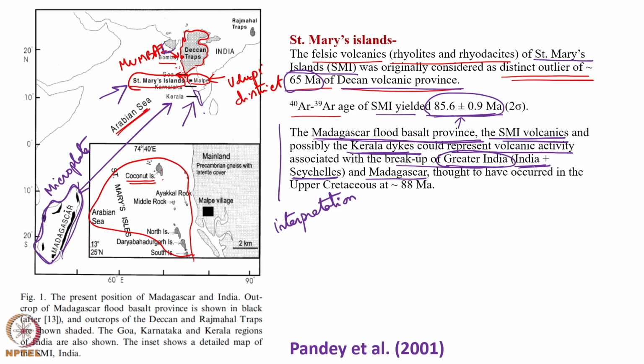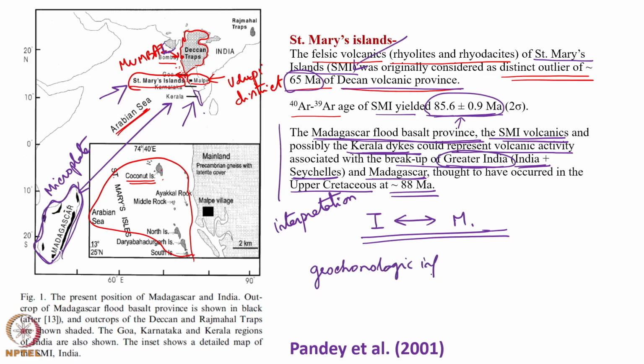So, Greater India, consisting of India and Seychelles, separated from Madagascar, and that happened in the Upper Cretaceous around 88 million years back. Possibly, during this India-Madagascar separation, the volcanism was a manifestation in terms of the SMI rocks. So, in this way, the interpretation changed significantly with the availability of reliable geochronologic information.